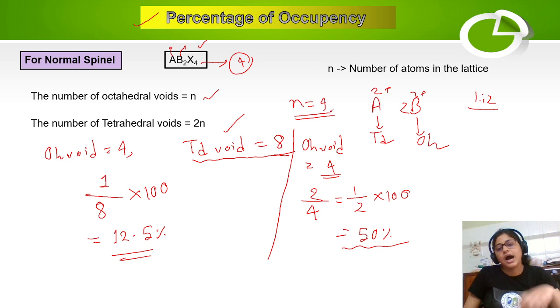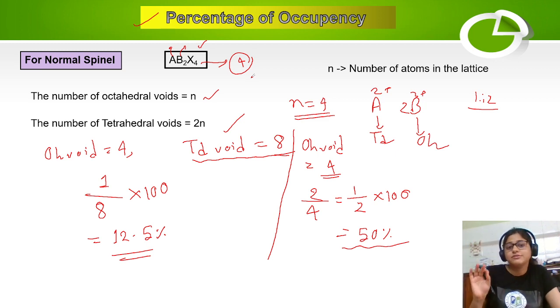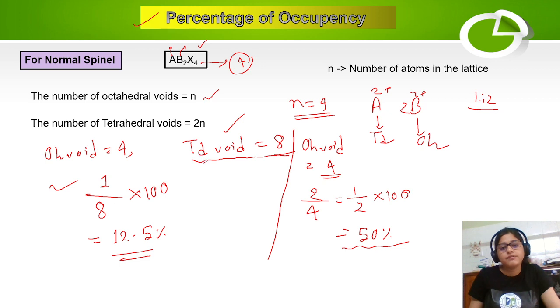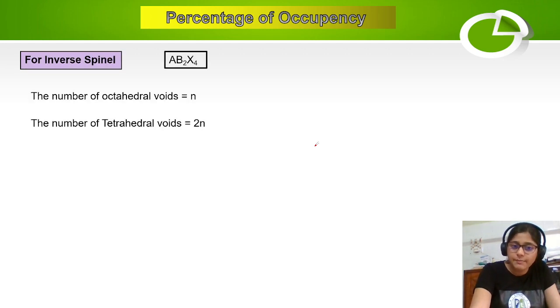So if you are asked, for a normal spinel, or you are given an example and you have to find out whether it is normal or inverse, and the question is given that way, that the percentage of occupancy for this crystal in octahedral void and tetrahedral void is asked. Okay, so you have to first find out whether it is normal or inverse, then you have to calculate the percentage of occupancy. This is very simple. If you know how many tetrahedral voids and octahedral voids are there, you can easily calculate. Okay, and now for the case of inverse spinel, what will happen?